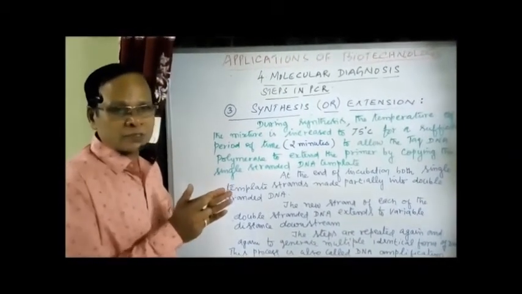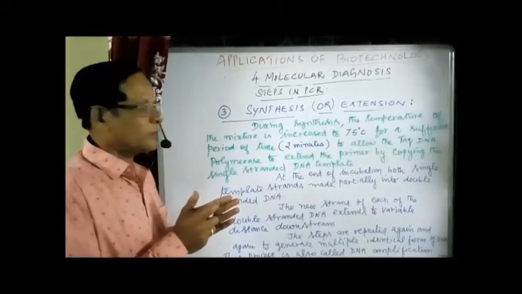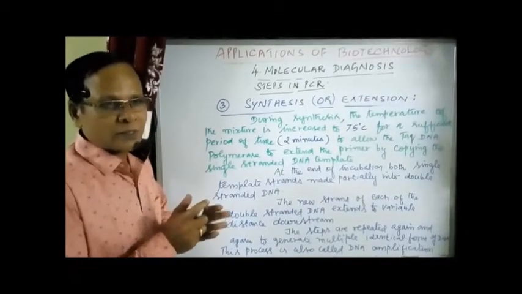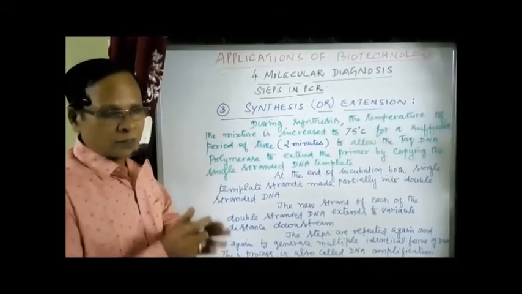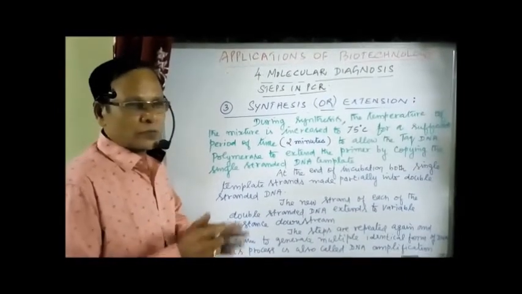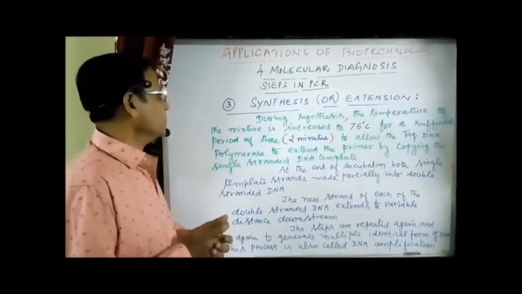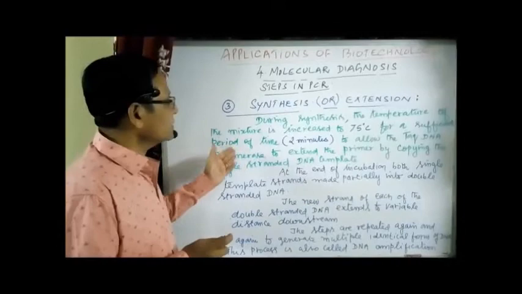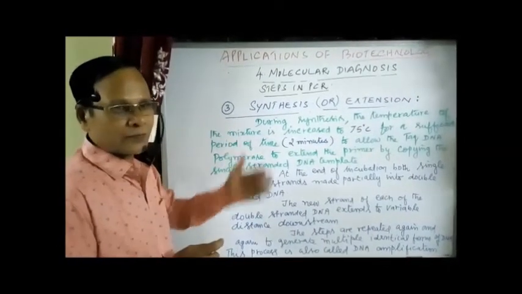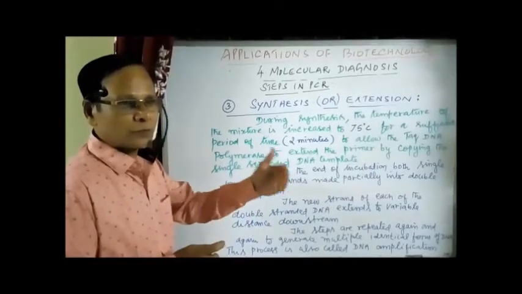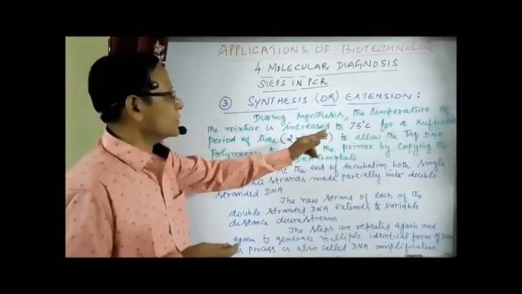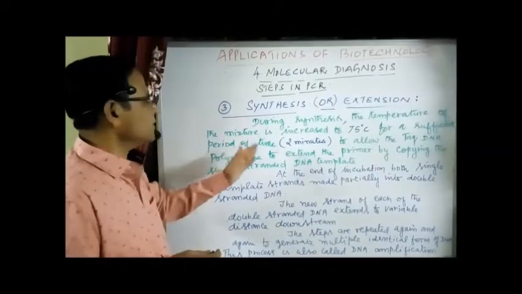I mentioned the reaction mixture is nothing but a combination of DNA template, then we have the enzyme Taq DNA polymerase, the raw materials, the nucleotides, and also we have a primer DNA. So what is happening? The mixture is heated to 75 degrees Celsius. The first time 95, then sudden cooling to 54 degrees Celsius. Once again we are increasing the temperature to 75 degrees Celsius for a sufficient period of time.